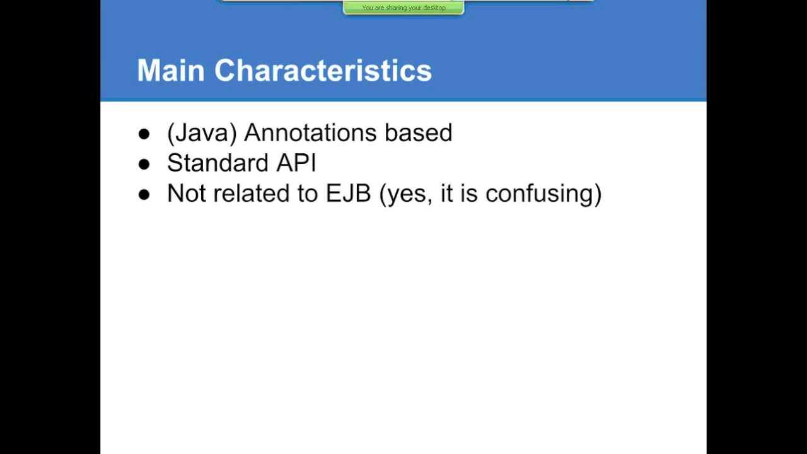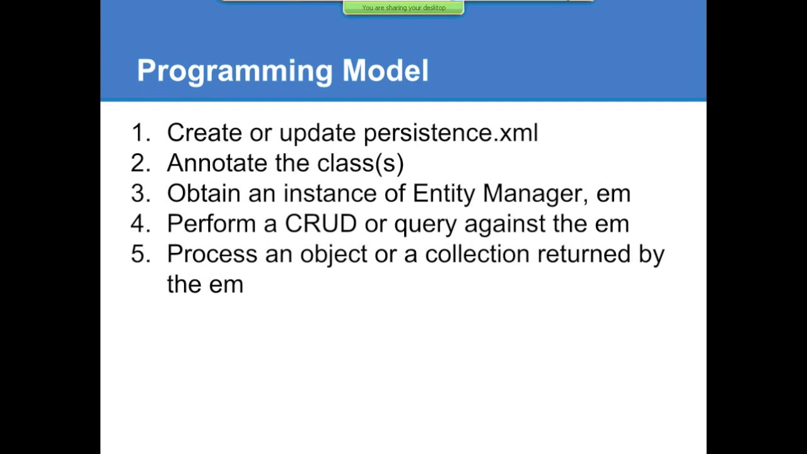So JPA is annotation based, and it is standard. Everyone has to implement that, and if they want to innovate a bit, they can extend that. It's not related to EJB anymore. It was part 2 of EJB 3.0, but now it's been totally separate for years. Yes, it is confusing. People still think that when you talk about Java Persistence API, you still have to have an EJB container and all those things. No, that's not true.